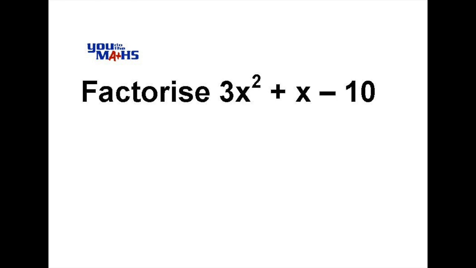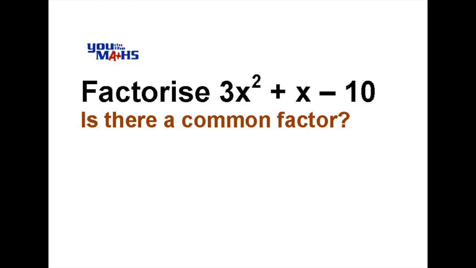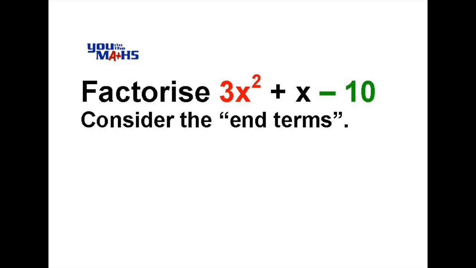The first thing we do is look for a common factor. If we can take out the coefficient of the x squared as a common factor, it does make the whole process easier, as we've seen in previous examples. Since there is no common factor, we need to adopt another method. The quick method looks at the end terms, or in other words, the squared term, in this case 3x squared, and the constant by itself, in this case negative 10.